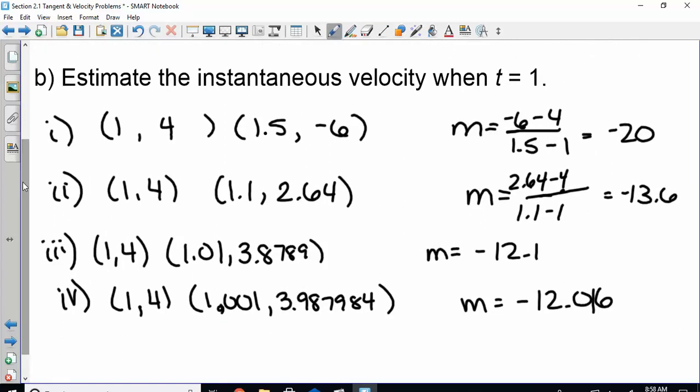Average value is just a slope. I gave you 2 x's, plug them into whatever equation is given to get the y's, and then find the slope between them. Then instantaneous velocity is like what these values approach. So if I look at this, what value are we approaching? -12. It's velocity, so meters per second. So my instantaneous velocity is about -12 meters per second.